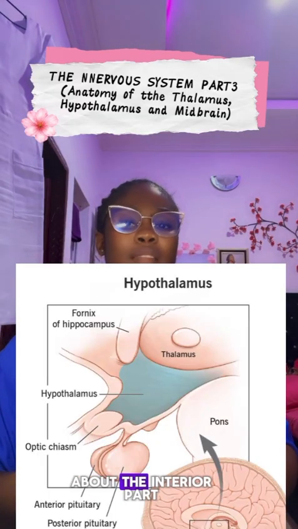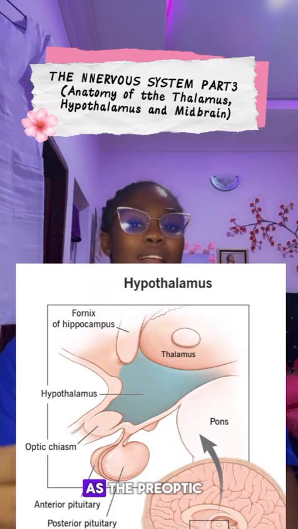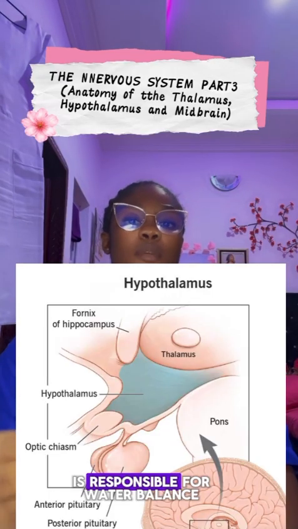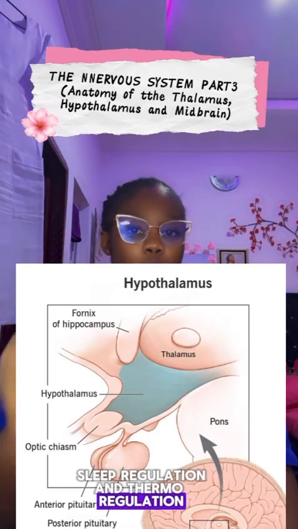Now let's talk about the anterior part. The anterior part of the hypothalamus is otherwise known as the preoptic area. Now this area is responsible for water balance, and is also responsible for sleep regulation and thermoregulation.